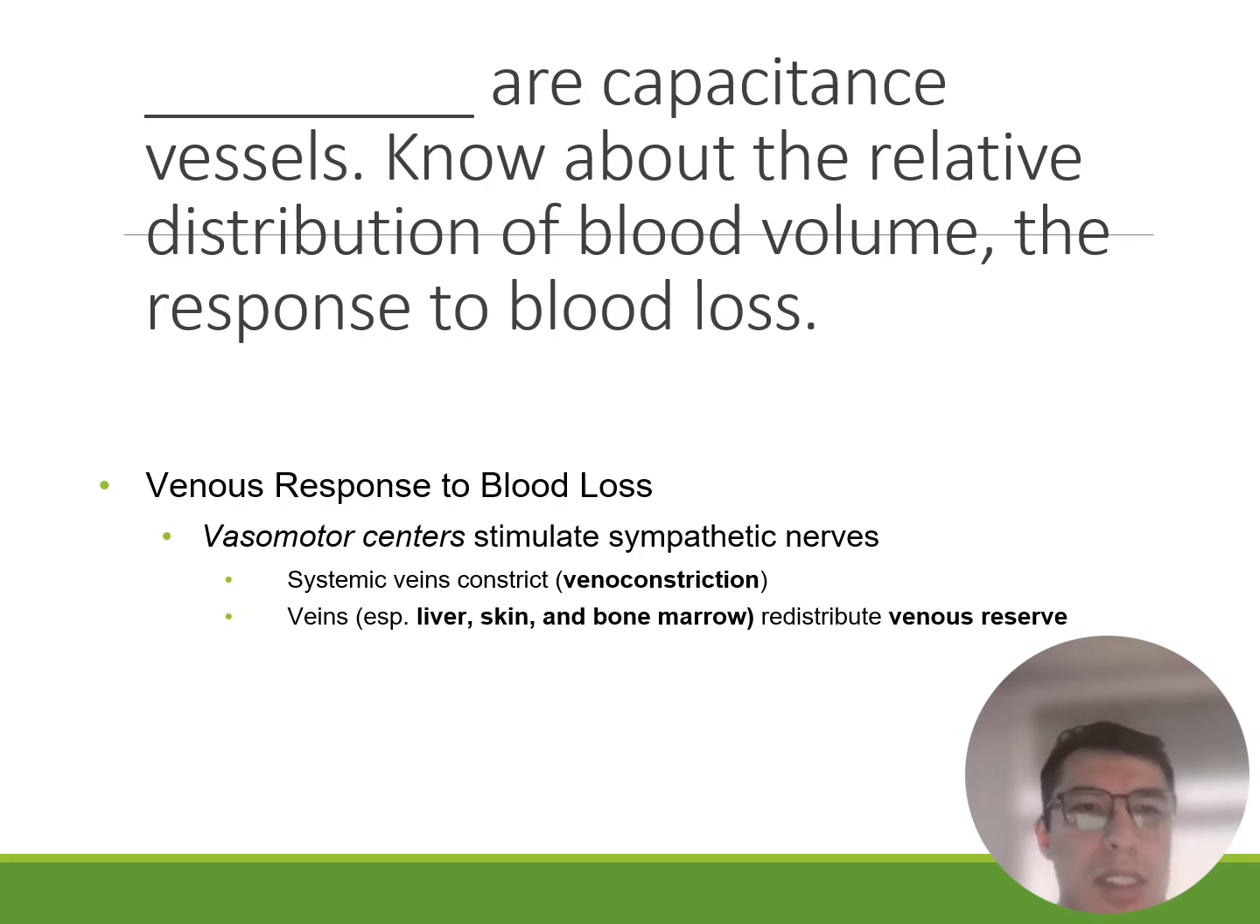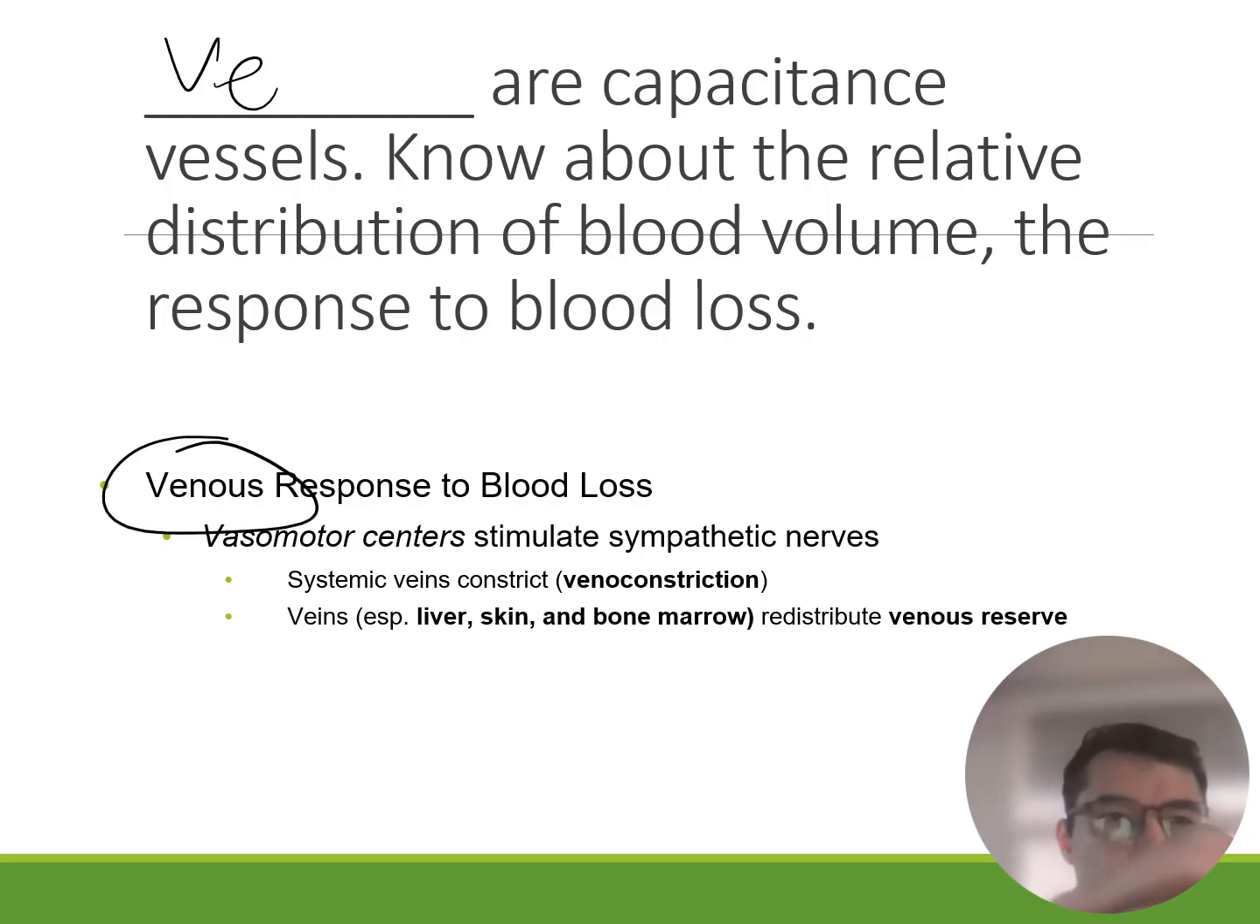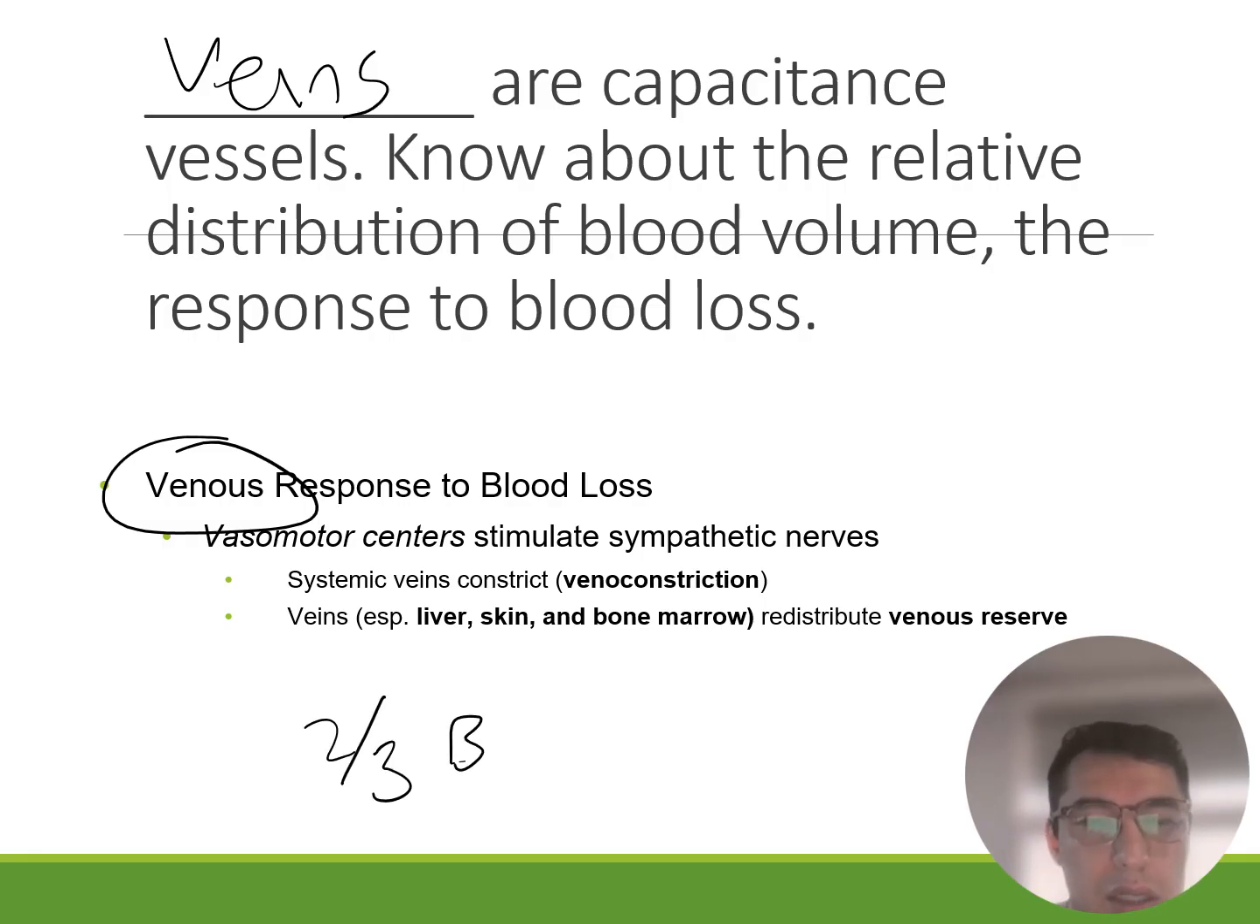Know about the relative distribution of blood volume, the response to blood loss. So here they're talking about arteries or veins. Which ones are, oh well, I guess I'm telling you right here. Okay, so we're gonna put in here veins. Veins are capacitance vessels. Know about the relative distribution of blood volume, the response to blood loss. About 2/3 of blood at all times, of your body is in veins.